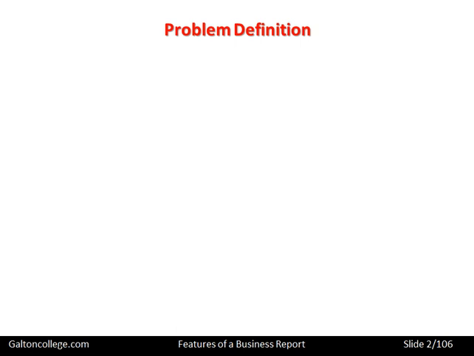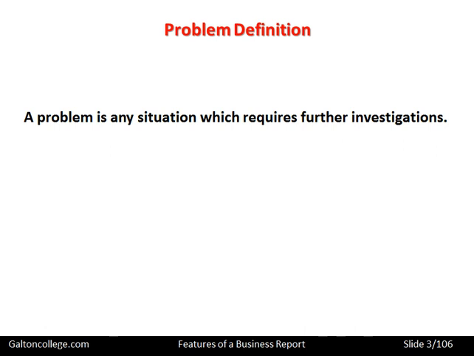It's essential that the researcher knows what the problem is. It's essential that the researcher identifies the problem right at the outset and has clarity regarding the problem. A problem is any situation which requires further investigation. That seems a very straightforward definition of a problem.